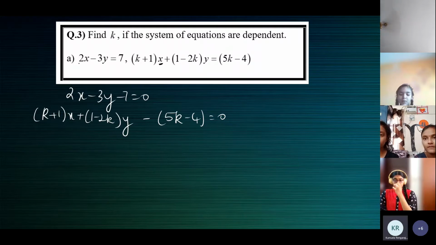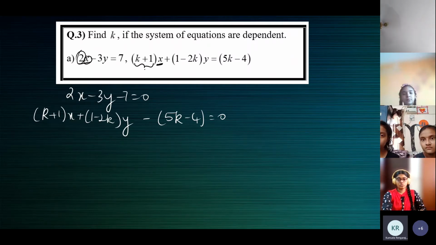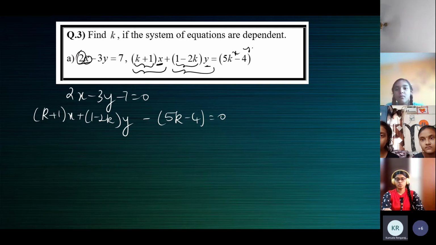Like you have 2x, no? x and its coefficient 2. Similarly here, k plus 1 is the coefficient of x. This is the x term. 1 minus 2k is the coefficient of y. This is the y term. And this one is a constant because there is no x or y in this. There is no x or y in this, so it's a constant.